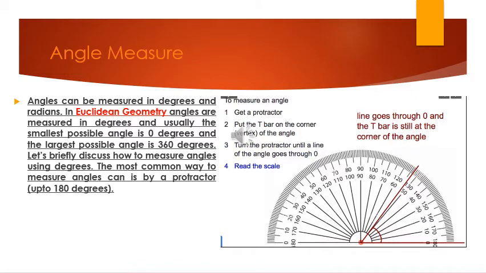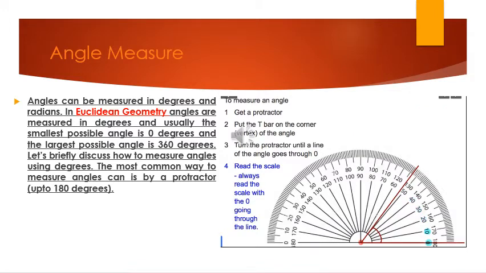You can see that this is the T-bar. If we arrange this protractor until a line of the angle goes through 0, the line goes through 0. Next, read the scale. Always read the scale with 0 going through the line. 0, 10, 20, 30, 40, 50. So what is that? 50, 51, 52 and 53. So the angle is 53 degrees. In this way, you can use protractor. You can measure an angle.